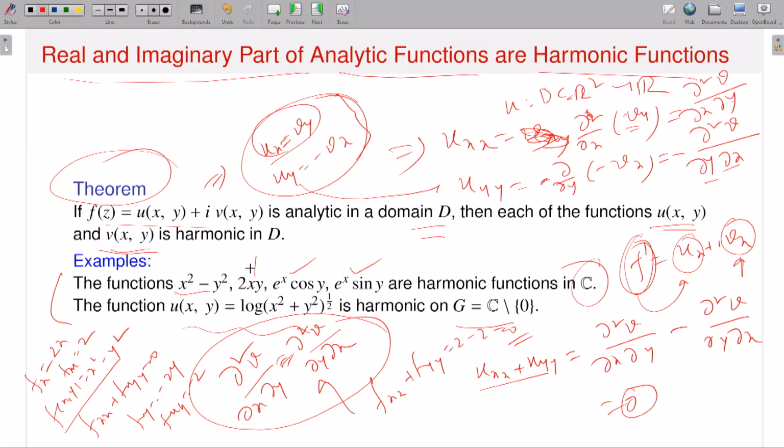Similarly, I am leaving it as an exercise: 2xy and the other functions. These are all nice functions. In fact, these are polynomials in x and y, or a combination of trigonometric and exponential functions. All order partial derivatives exist and are continuous, so the only thing you need to check is whether they satisfy the Laplace equation. You just check it, and it satisfies the Laplace equation, so you are done. This is another one, which involves the log function, but even then you can check. This is a harmonic function in the punctured complex plane. Let's take it as an exercise.